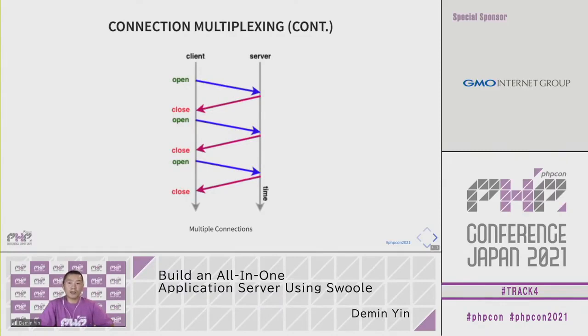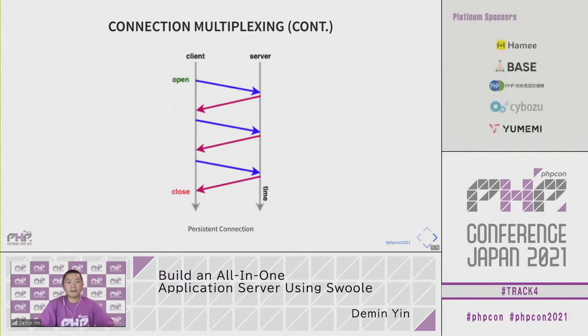A better way to do that is through something called a persistent connection. We just open one HTTP connection, make one request, and get a response back. We make another request using the same connection, and get a response. We make a third request, get a response, then we close the HTTP connection. This is called a persistent connection in HTTP 1.1. So this solution is better.